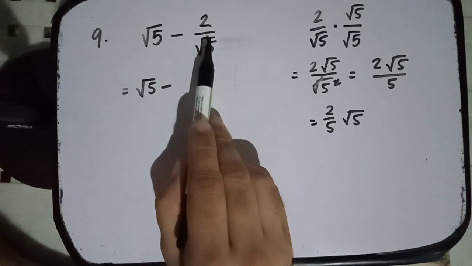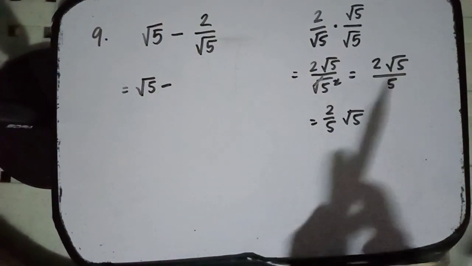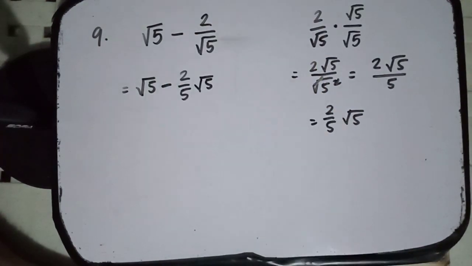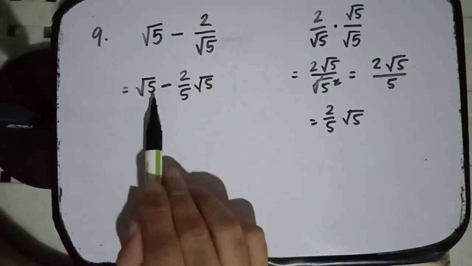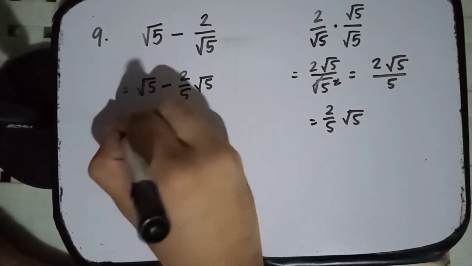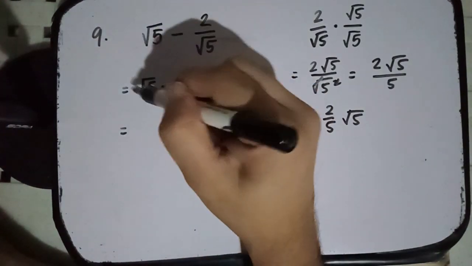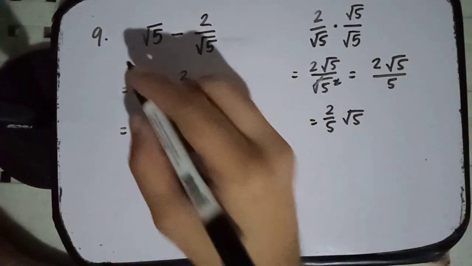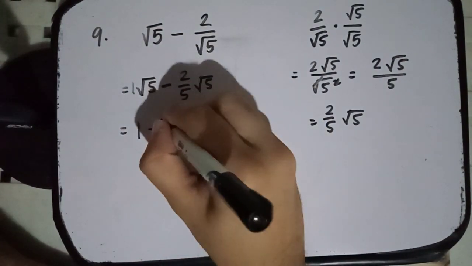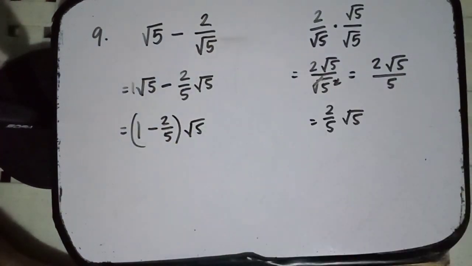Okay? So, from this, naging ganito na siya. So, ito, palitan natin to. So, we have 2 over 5 times the square root of 5. Okay? So, they now have the same radical. So, pwede na nating pagsamahin. Okay? So, ito, ang coefficient nito ay 1. So, we have to subtract 1 by 2 over 5. So, 1 minus 2 over 5 times square root of 5.